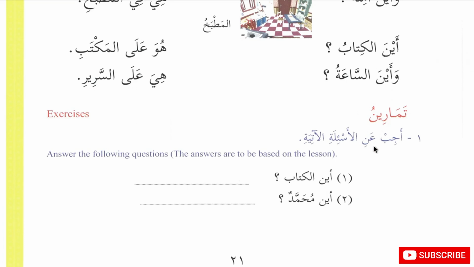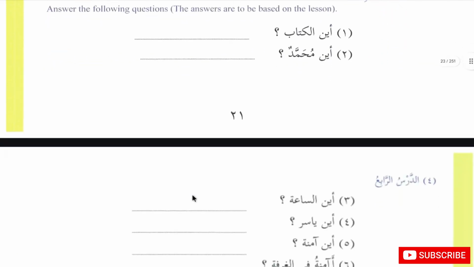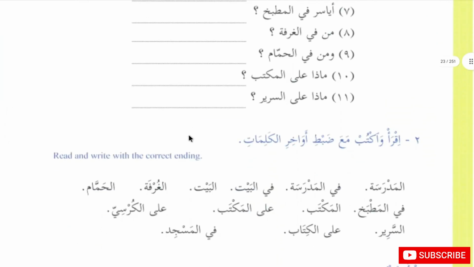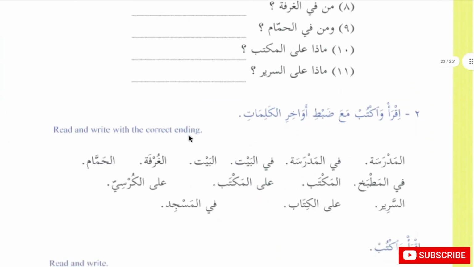Here's some practice. They want you to respond to the following questions. So, Aina al-kitab, Aina Muhammad. You can answer there. Some more practice. Here they want you to write the correct ending.